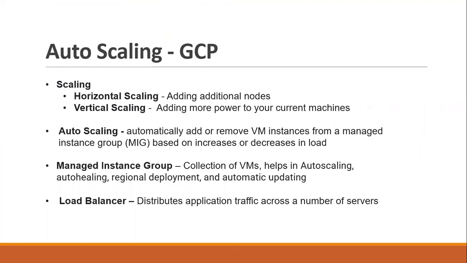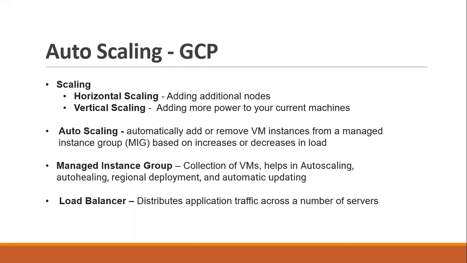Basically, there are two types of scaling. First one is horizontal scaling and second one is vertical scaling. In case of horizontal scaling, we add additional nodes to the system, additional server instances or additional VM instances. In case of vertical scaling, we add more power to the current machines. Basically, we try to add more resources to the existing system.